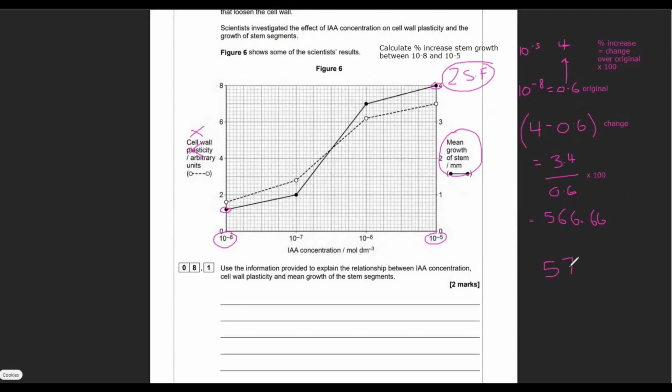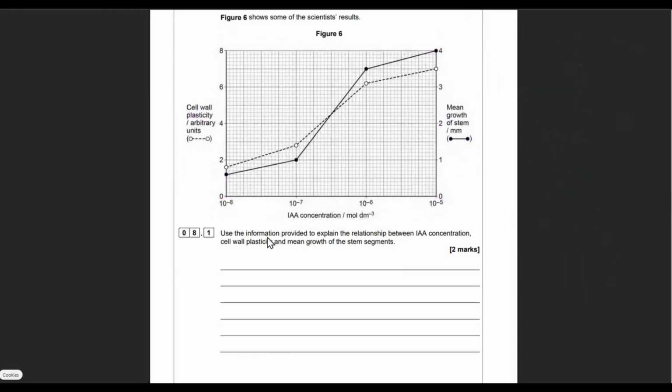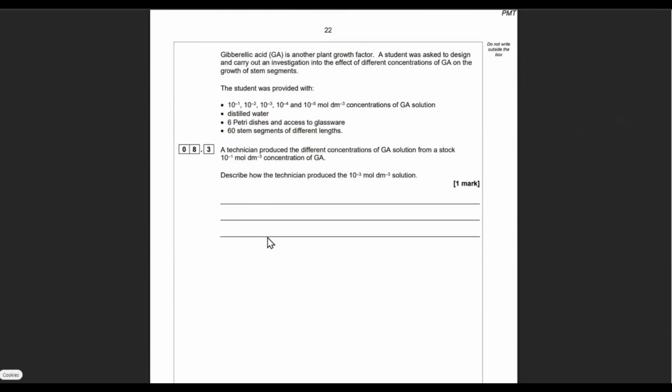All right, gibberellic acid, GA, is another plant growth factor. A student was asked to design and carry out an investigation into the effect of different concentrations of GA on the growth of stem segments. The student was provided with 10 to the minus 1, 10 to the minus 2, 10 to the minus 3, 10 to the minus 4, 10 to the minus 5 mole per decimeter concentrations of GA solution, distilled water, 6 petri dishes, and access to glassware, and 60 stem segments of different lengths.